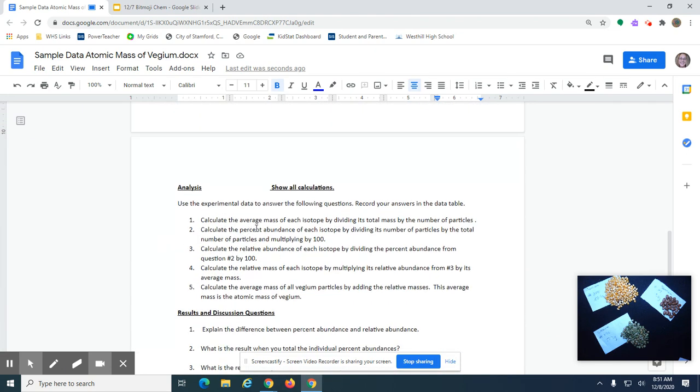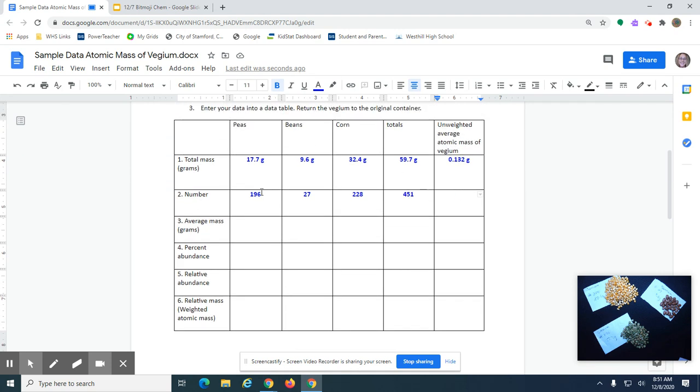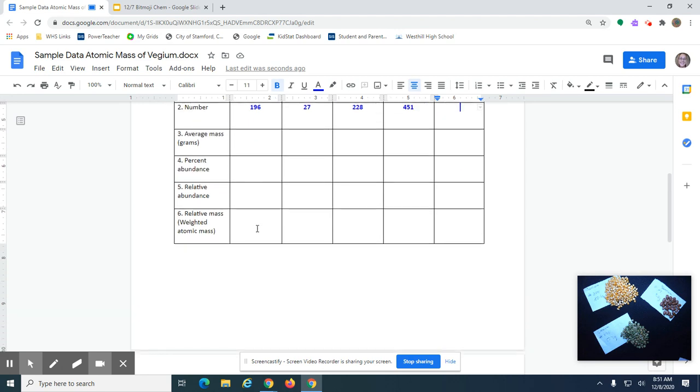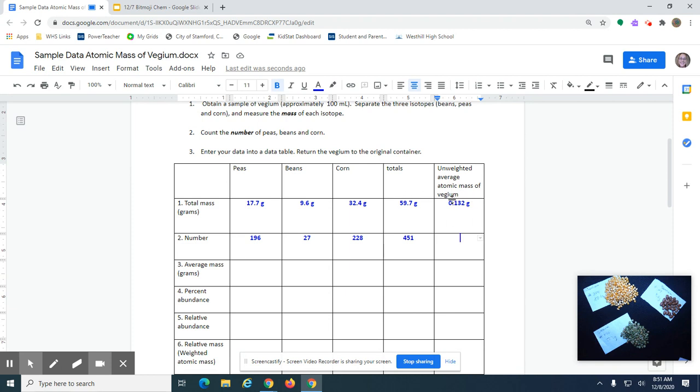And then it says calculate the percent abundance of each isotope by dividing its number of particles by the total number of particles and multiplying by 100. You're simply finding the percent of each of these values. Oh, we didn't calculate average mass. I apologize. I did the total over here. So this number actually does not go there. We'll use that number later.